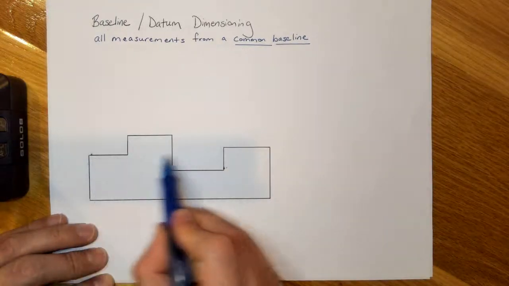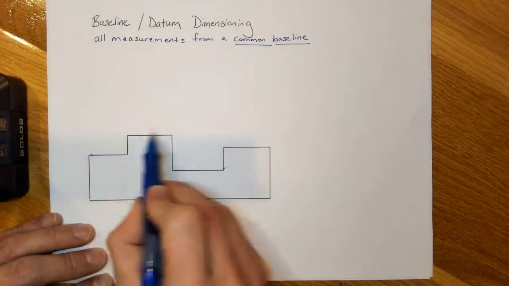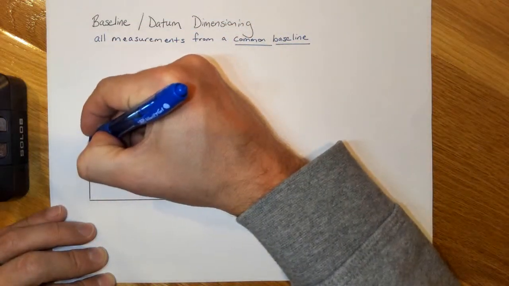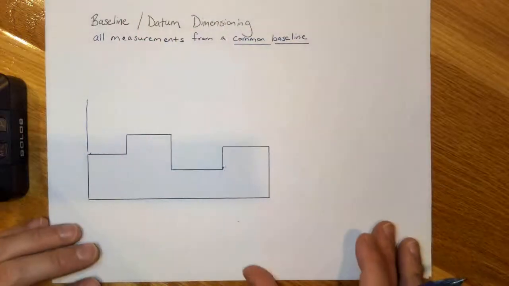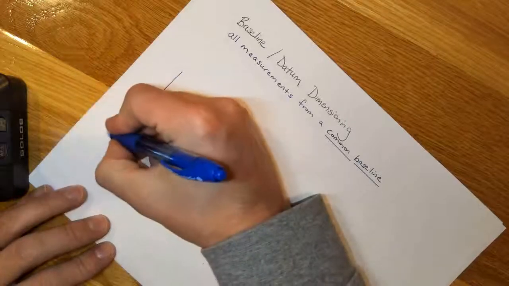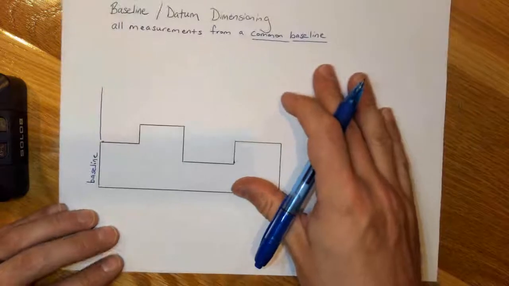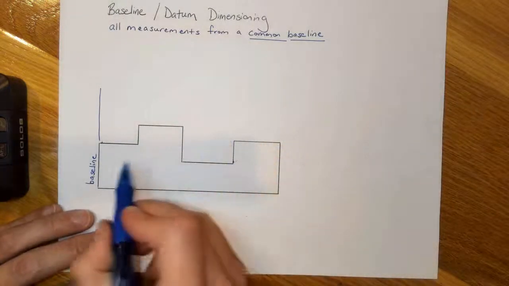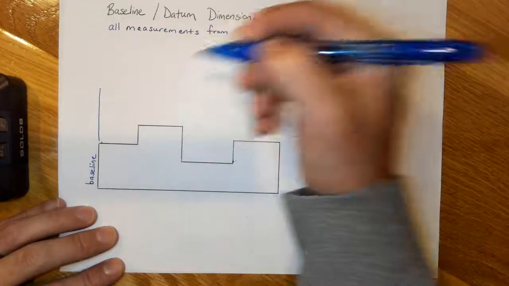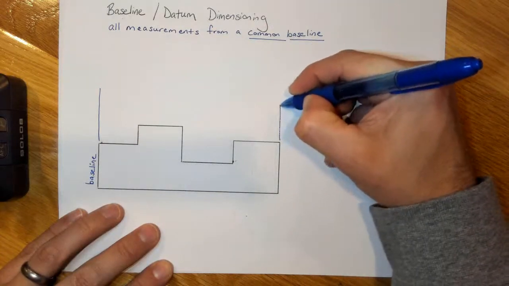So for example, if I want to go ahead and dimension this part, the different widths, you can see that I have different features here. I'm going to dimension all of these features from the left side. So this is going to become my baseline. So in the manufacturing process, somebody laying out these parts is always going to measure from one side. So the furthest dimension should be the longest one.